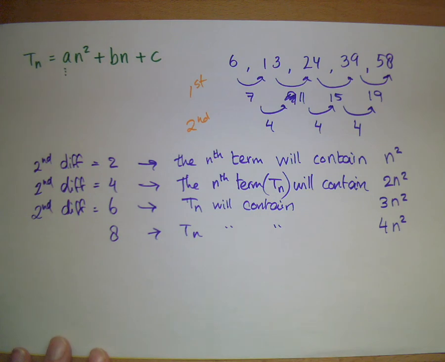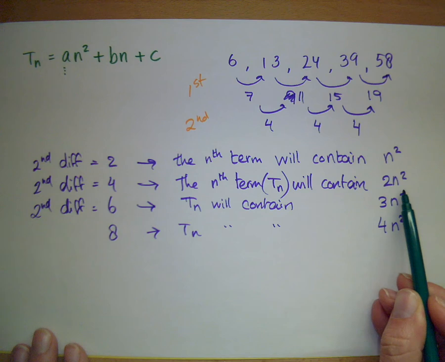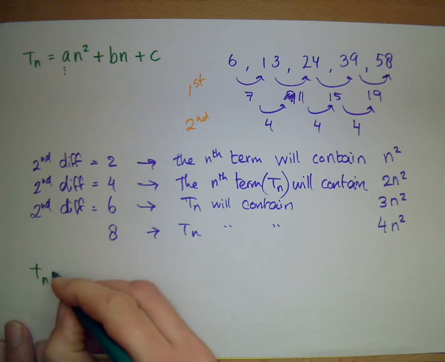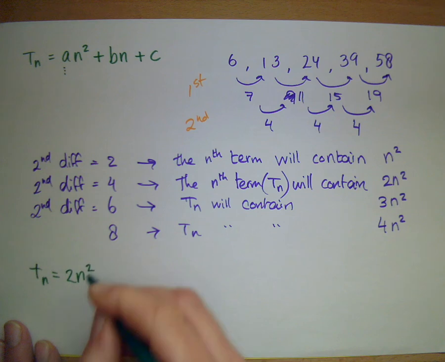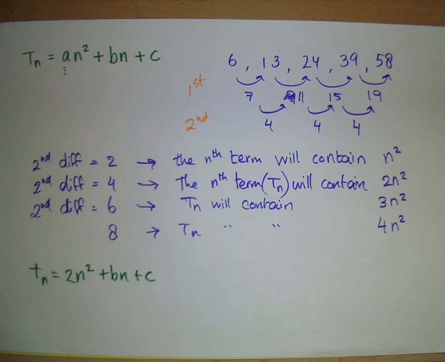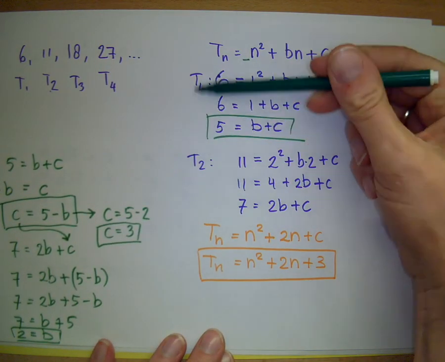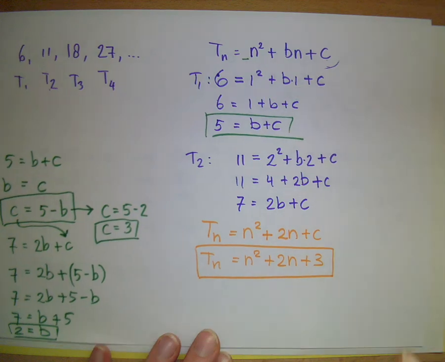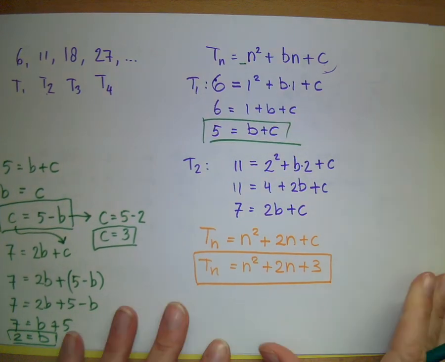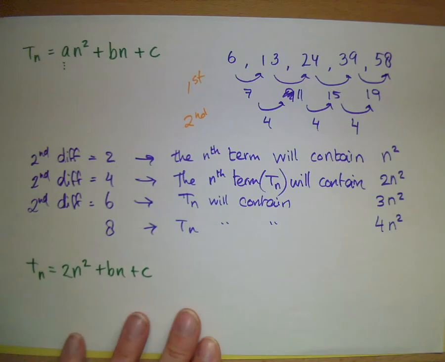Okay, so I can rewrite my formula now and say, because the second differences are 4, my a is going to be 2, tn is 2 times n squared, plus bn plus c, because we don't know those yet, right? Now, because we only have 2 unknowns, we can go back to the way we solved that last problem here and just plug in 2 of the terms and then substitute one for the other. I know there's a pretty term for that. I can't get it right now.